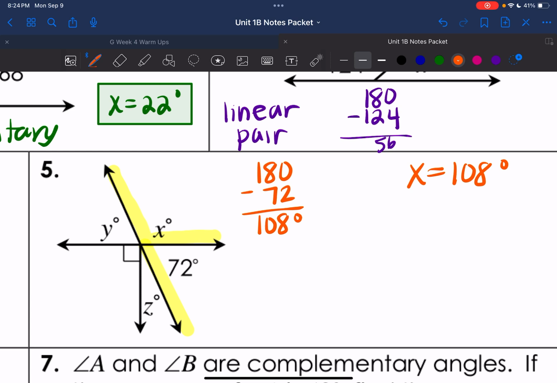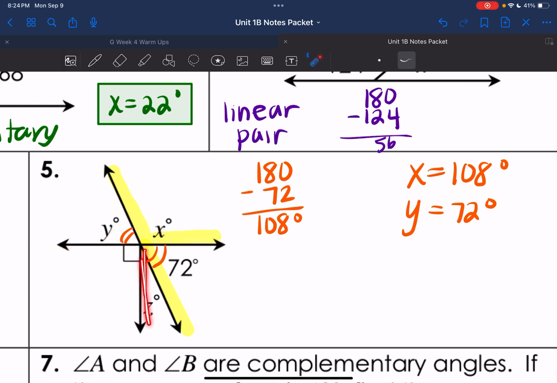Okay, then angle y is across from this angle here. Those are vertical angles. So y must be 72 degrees. And then you could also say that this is a line, so that needed to be 180.